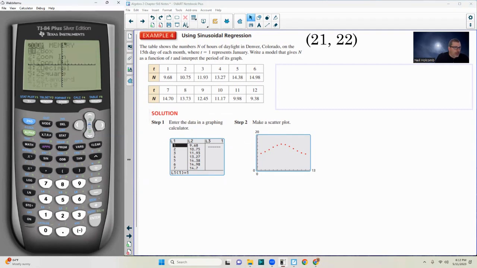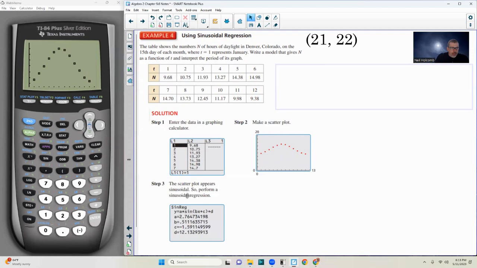So I'm going to press zoom. And there is a command to do zoom stat, which means zoom to the statistics that we have entered in the table. So I hit zoom stat, and there is our graph, just like you see here. It just seems steeper on this one. Okay, so there is step 2, making a scatter plot. If you need to go through that again, just pause the video, back it up, play it again. On to step 3.